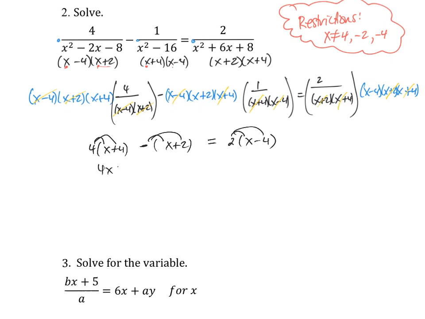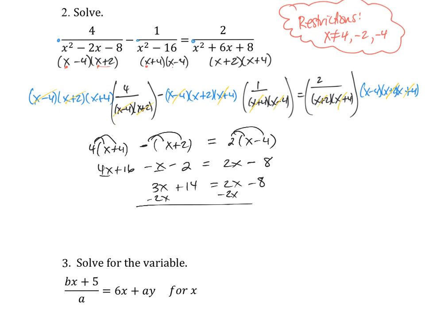So we've got 4x plus 16 minus x minus 2 equals 2x minus 8. And combining like terms, we would get 3x plus 14 equals 2x minus 8. Getting all of our x's on one side, we would get x plus 14 equals negative 8, and then just subtract out your 14, so we get x is equal to negative 22. And there's my solution, which is not part of the restriction, so it is a true solution.